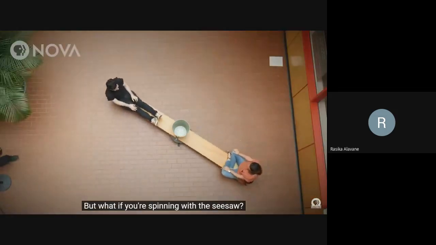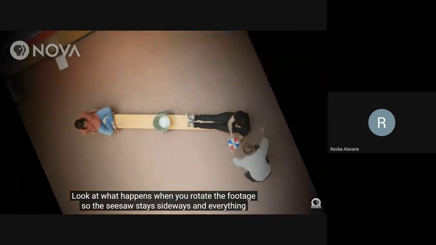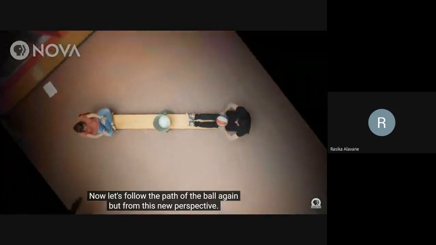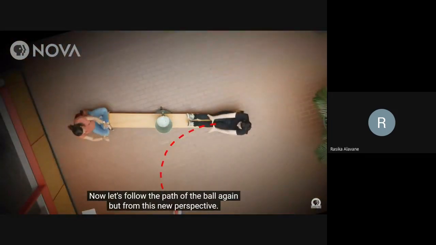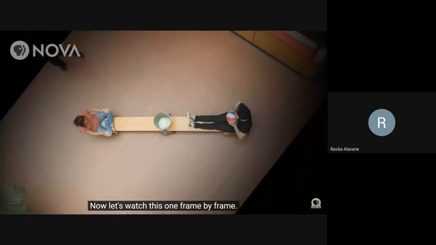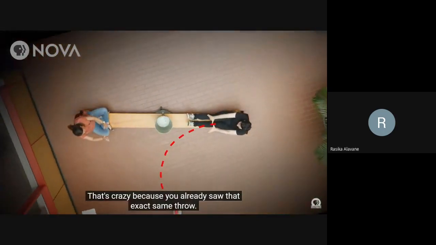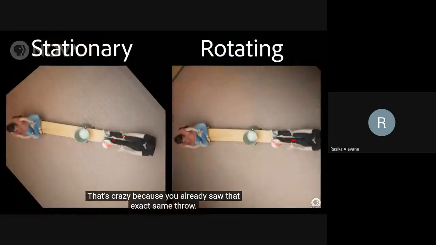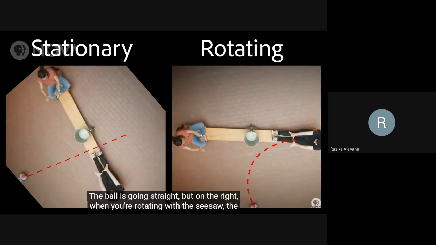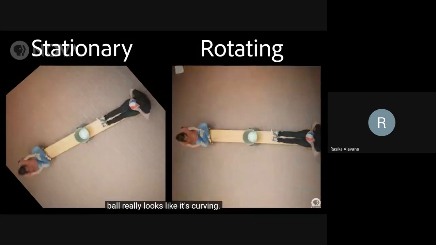But what if you're spinning with the seesaw? Look at what happens when you rotate the footage so the seesaw stays sideways and everything moves around it. Now let's follow the path of the ball again, but from this new perspective. The trajectory looks completely different. Now let's watch this one frame by frame. From this rotating perspective, it totally looks like the ball is curving. That's crazy because you already saw that exact same throw. Watch it again on the left. The ball is going straight, but on the right, when you're rotating with the seesaw, the ball really looks like it's curving.